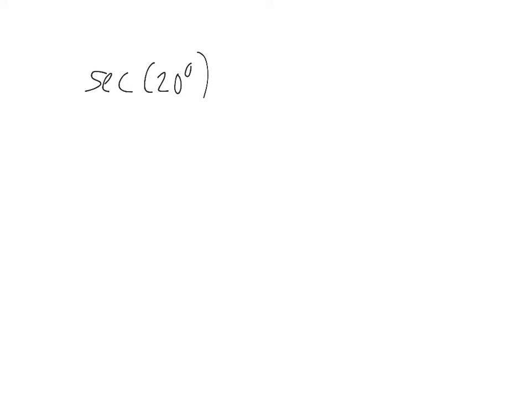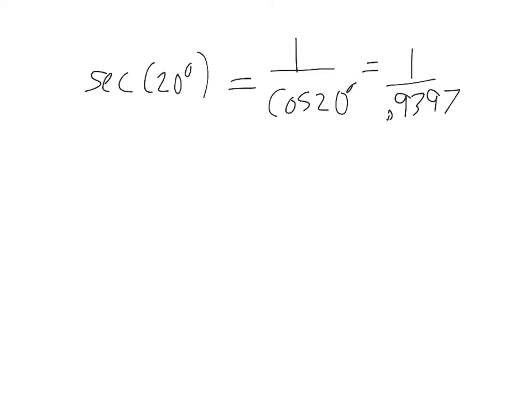Well, I do have 20 degrees here, which is good, but I don't have secant. However, remember, secant and cosine have a nice relationship. It's a reciprocal relationship. So secant of 20 is the same as 1 over cosine of 20. So now I can use my table to look at what cosine of 20 is, and it's 0.9397. So that would be 1 divided by 0.9397. Okay, so that one wasn't so bad.